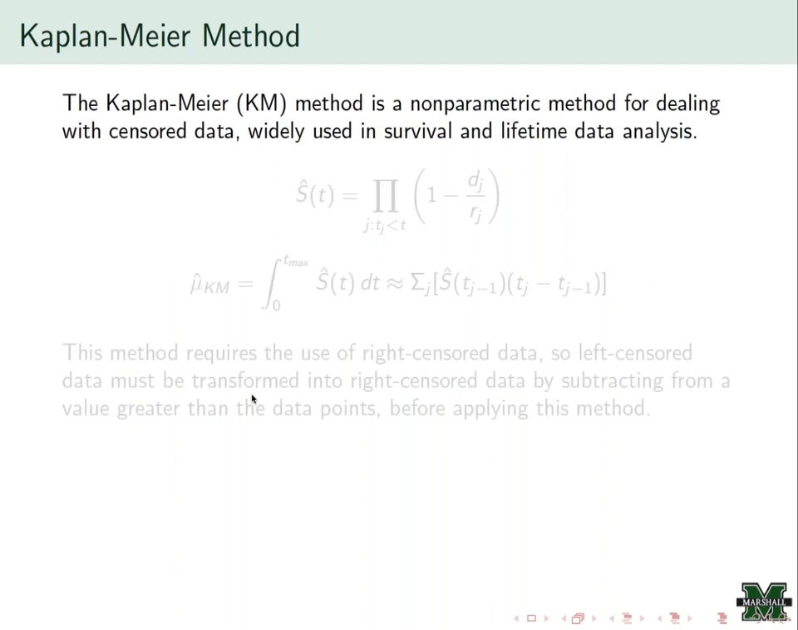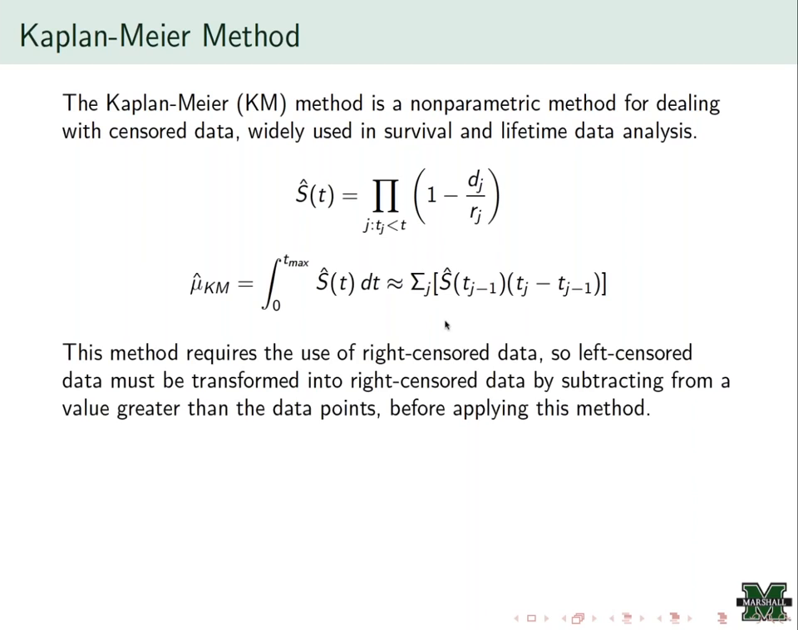The next method I used was the Kaplan-Meier method, which is a non-parametric method, and it is very widely used in survival or lifetime data analysis to estimate the survival function, and then it is used to estimate different summary statistics. The Kaplan-Meier estimator of the survival function is given as follows, and then you can use this formula to find the estimated mean with the following integral, and then it can be estimated with the following sum.